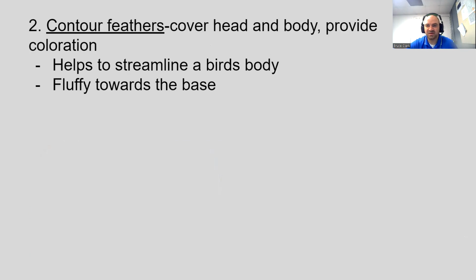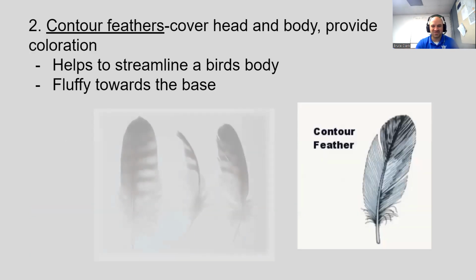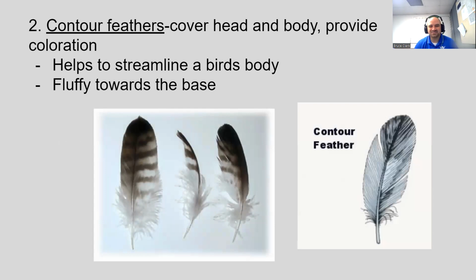Step 2, contour feathers. Contour feathers cover the head and body and provide coloration. So the main coloration of the bird are contour feathers. They also help kind of streamline the bird's body. Remember, it's full of these down feathers, and that's not very aerodynamic. And so we have contour feathers over the top of them.